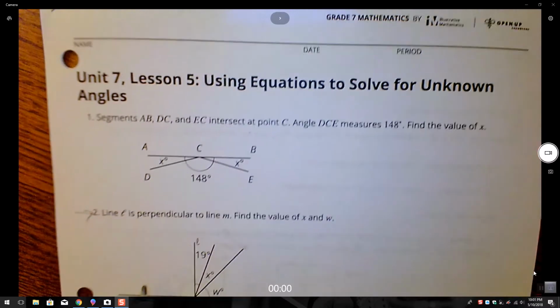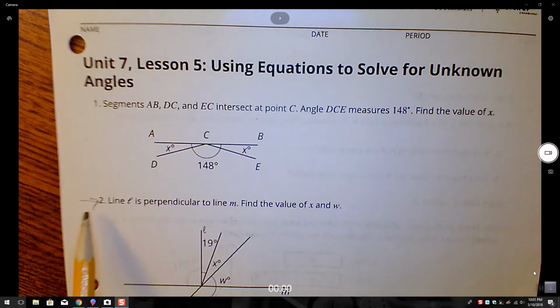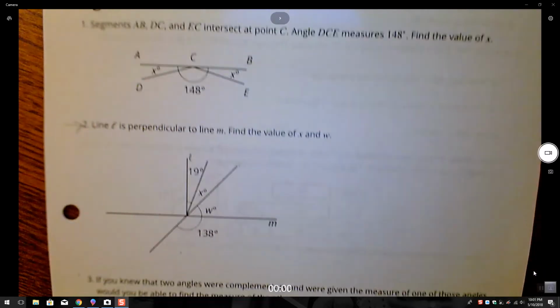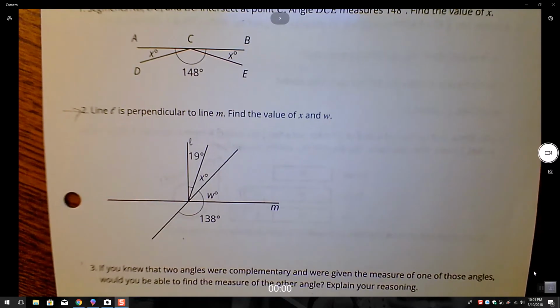I am going to demonstrate this second problem now, though. It's a little bit more challenging. It took me a minute to figure out how to solve this. We're trying to find angles X and W. Why don't you take a look at this for just a minute and see if you can make some connections and figure out at least one of the angles. Go ahead.